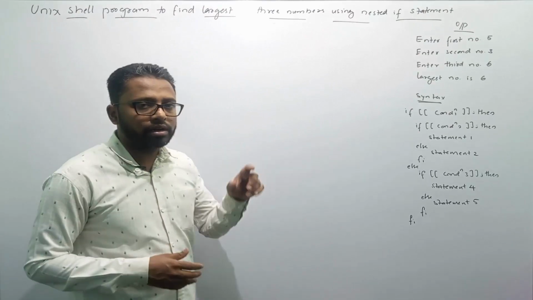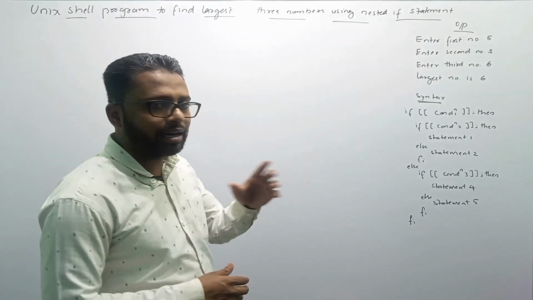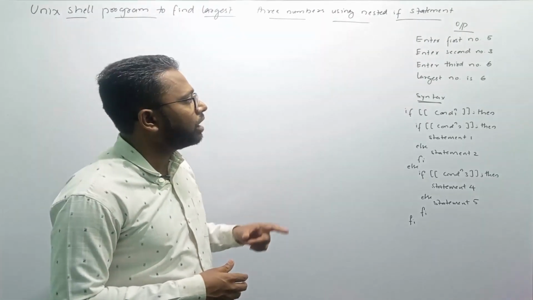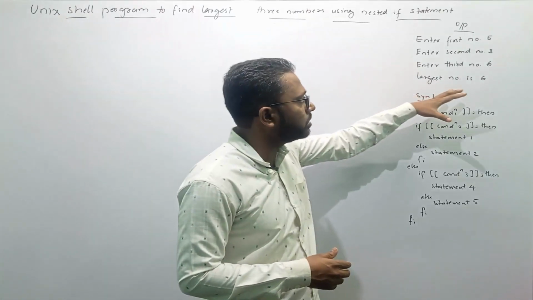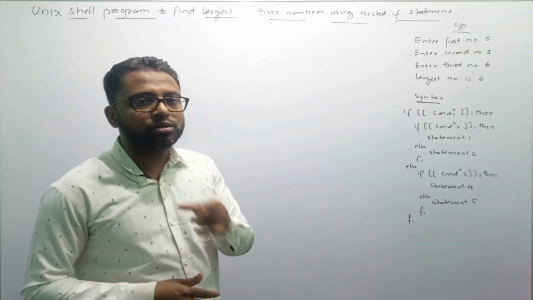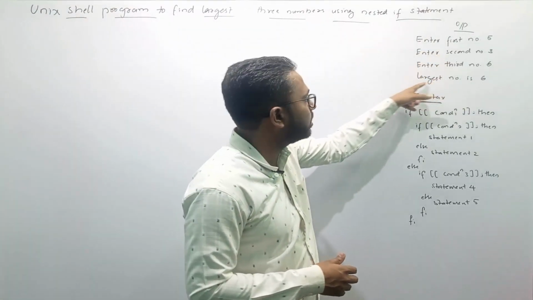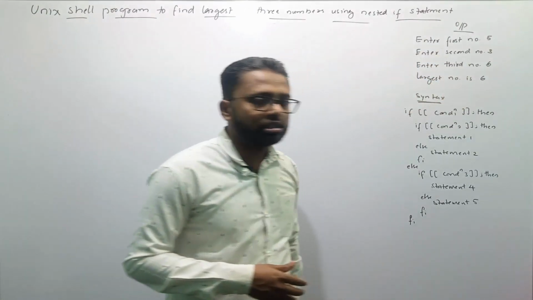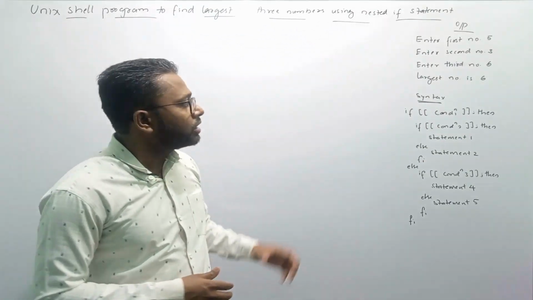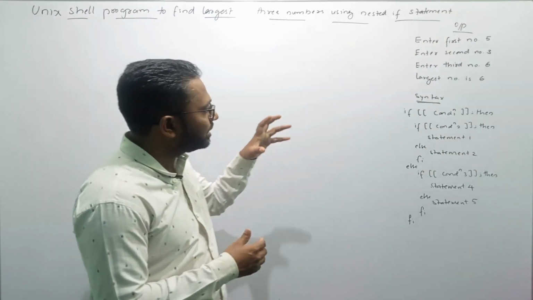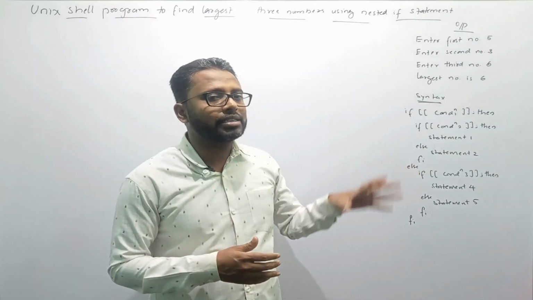As you can see, I have already written down the output of this program. When this program gets executed, it will ask the user to enter three numbers, and when the user enters those three numbers, it will find the largest number out of those three numbers and display the output like this. Largest number is 6.